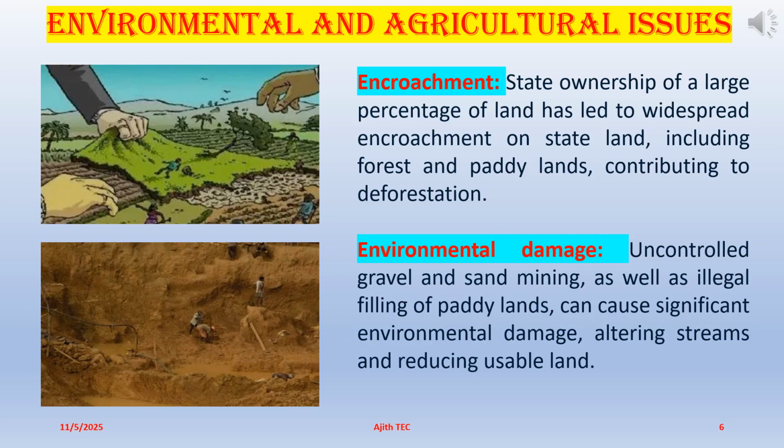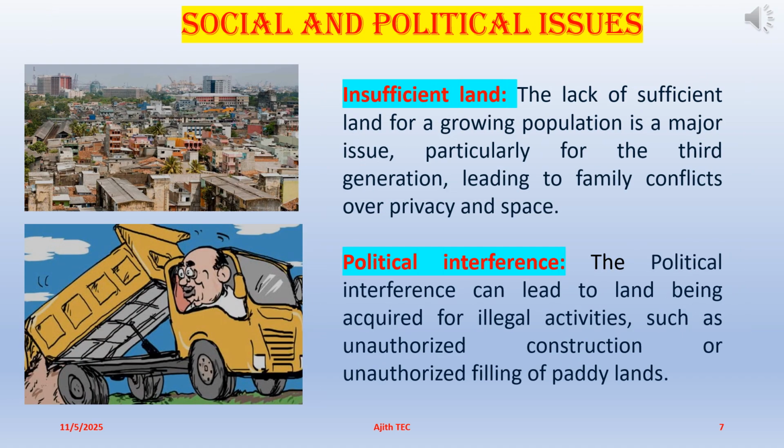Environmental and agricultural issues. Encroachment. State ownership of a large percentage of land has led to widespread encroachment on state land, including forest and paddy lands, contributing to deforestation. Environmental damage. Uncontrolled gravel and sand mining, as well as illegal filling of paddy lands, can cause significant environmental damage, altering streams and reducing usable land.